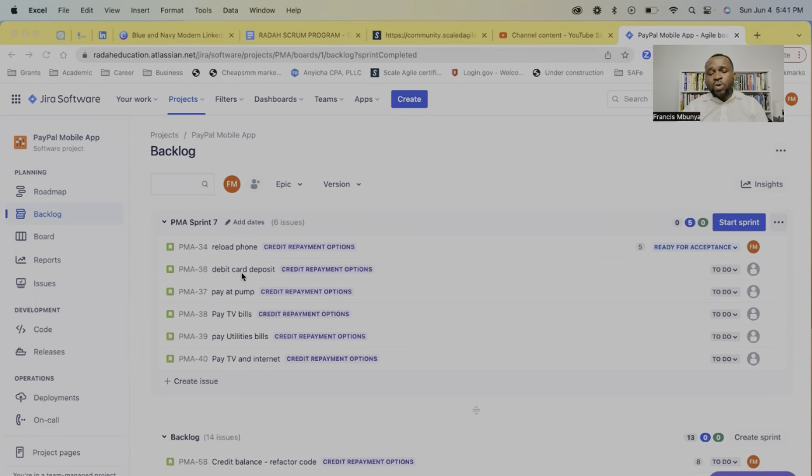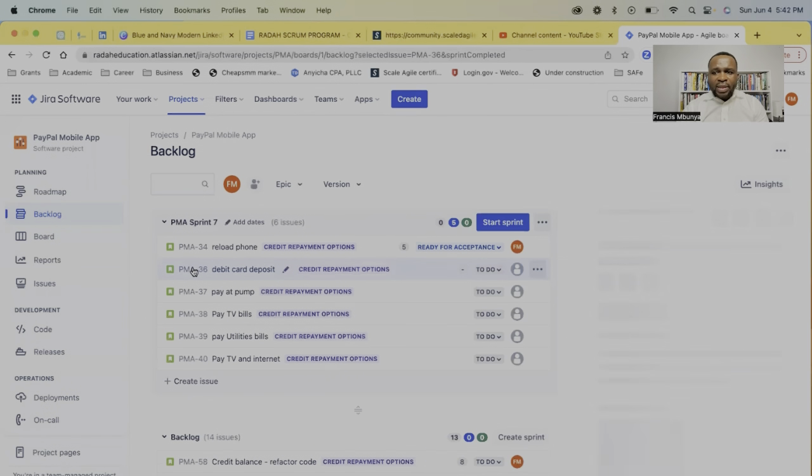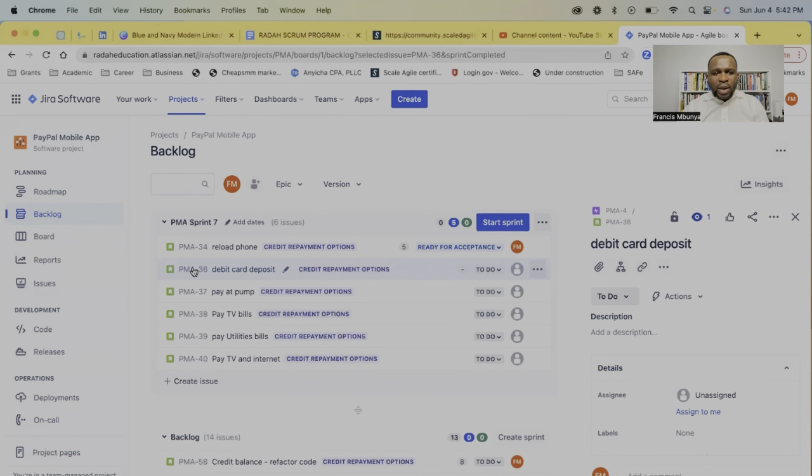And I'm going to use this opportunity to also explain how you can split stories. Someone asked the question, and I did promise that I'm going to do a video that helps you with how to split stories. So I'm going to go to this story number PMA-36, which says debit card deposit. Now, it's linked to this epic. So I click the story ID.